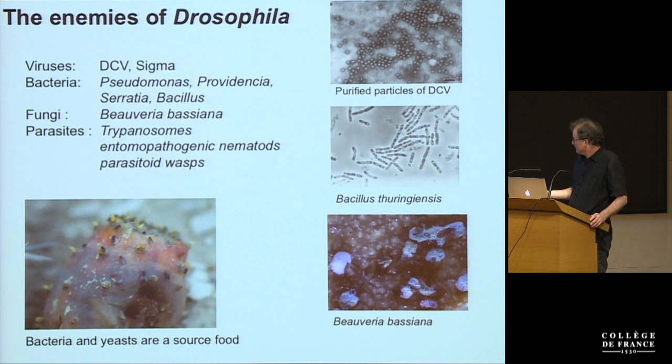So flies live on rotting fruits. This is an ephemeral ecosystem, so they have a short lifespan because they need to adapt to the short life of their ecosystem. And I should say that bacteria and yeast are part of their food source. So they live in a very microbe-rich environment.